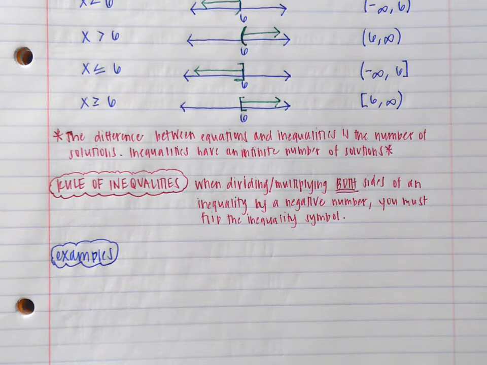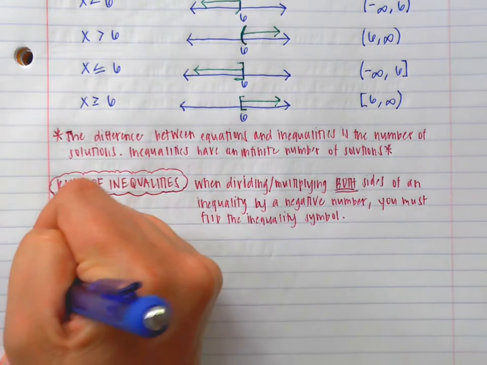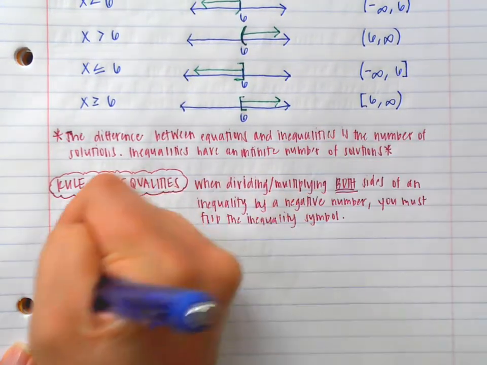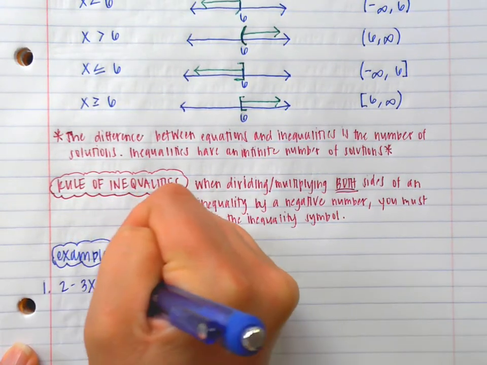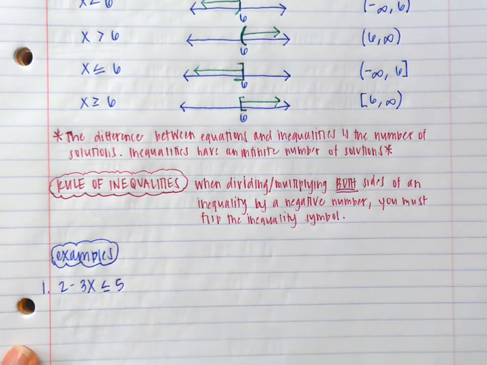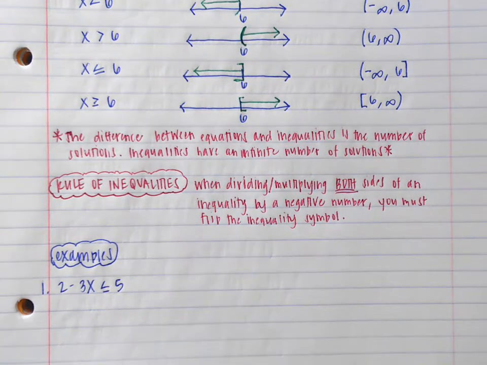So, okay, so let's try one. 2 minus 3x is less than or equal to 5. Okay, first step in solving. We all know it, and we're saying it out loud. Mr. Imperio, the first step is to subtract the 2. You would be right.